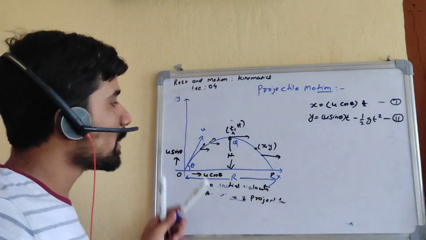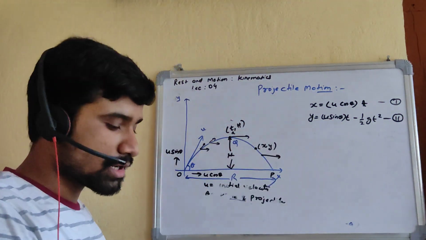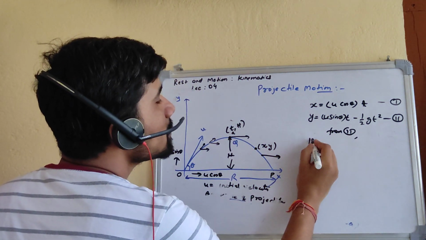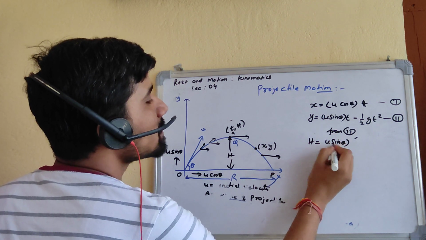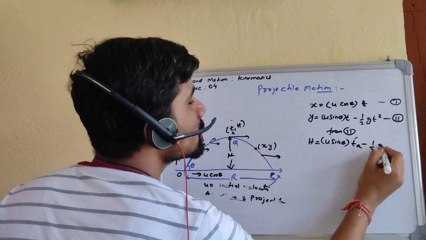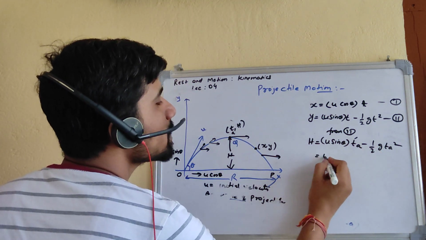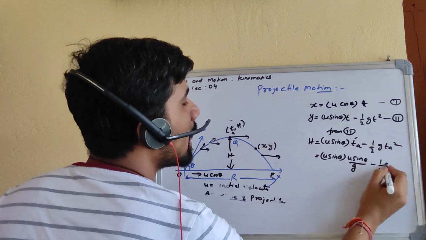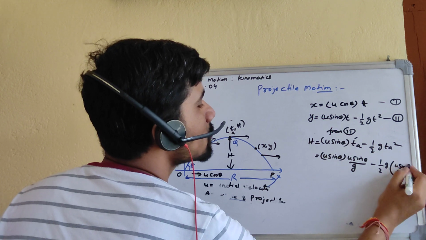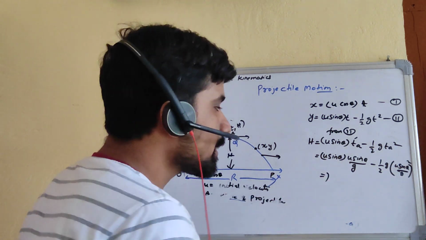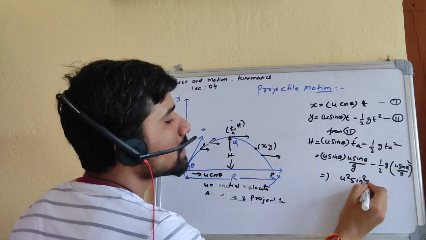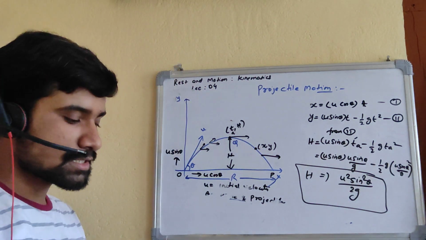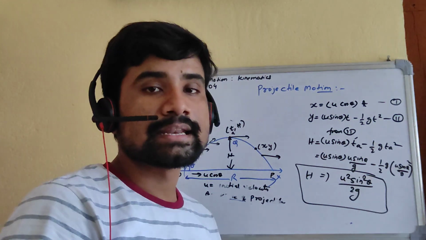So again, to find this height I need the y value, the y coordinate. So from equation 2, y, which is nothing but max height, is u sine theta times t, time of ascent, minus half g t a square, right? So this becomes u sine theta times u sine theta by g, minus half g times u sine theta by g whole square. If you calculate this, it comes as u square sine square theta by 2g, which is the maximum height. So this is the max height this projectile will attain, right?